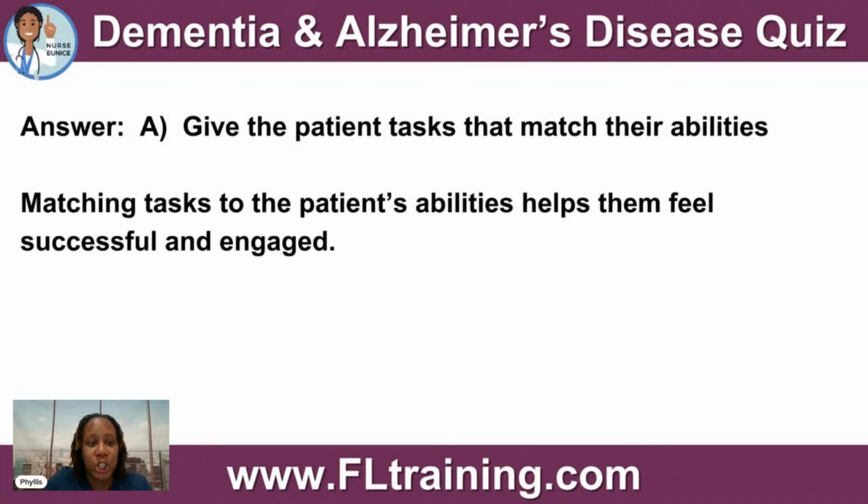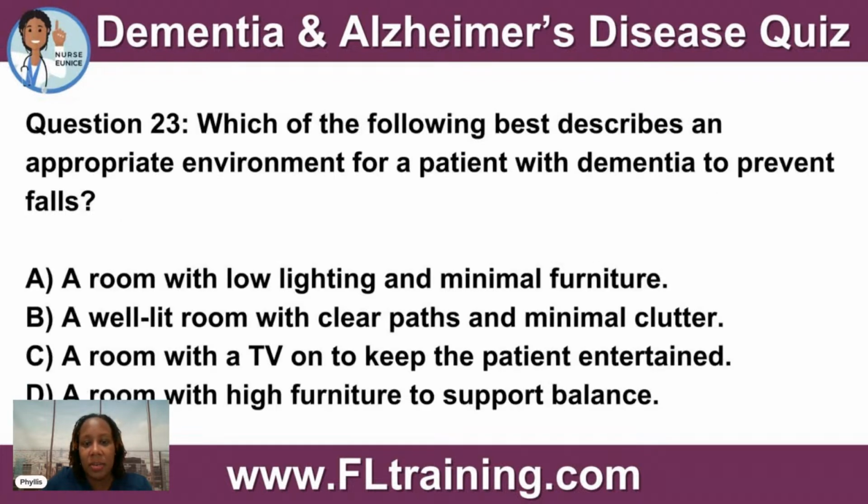All right, let's go to the next question. Which of the following best describes an appropriate environment for a patient with dementia to prevent falls? Is it A, a room with low lighting and minimal furniture? B, a well-lit room with clear paths and minimal clutter? C, a room with a TV on to keep the patient entertained? D, a room with high furniture to support balance?